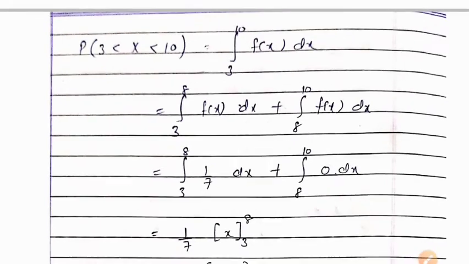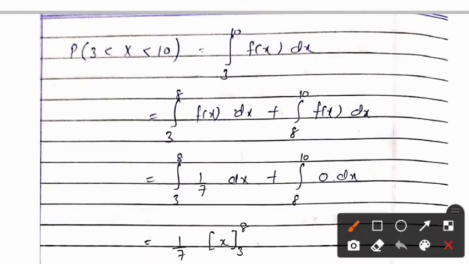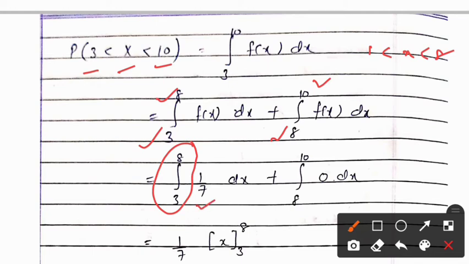Now next you have to find the value of P(3 < x < 8). Now see, again you are given that the value is between 1 to 8. So first we will split this value, 3 to 8 we will take, and next you have to take 8 to 10. In between 1 to 8 your value is always 1 by 7. So this value comes under the given condition 1 to 8. So you write here 1 by 7, and the other part will be equal to 0.